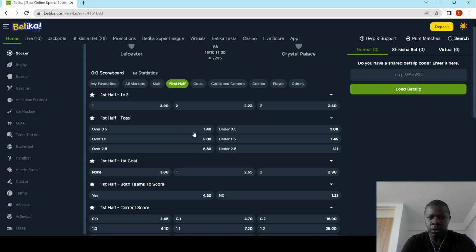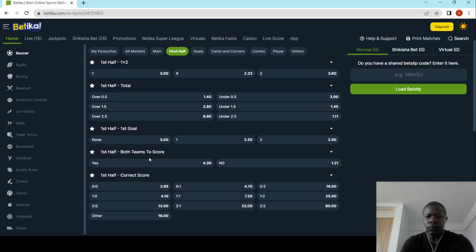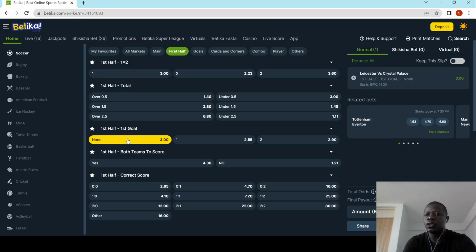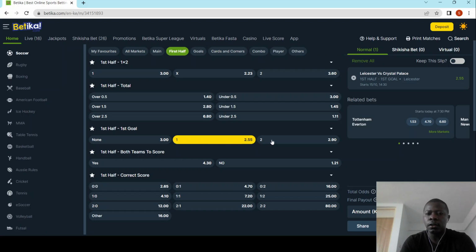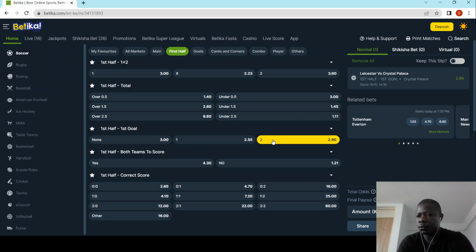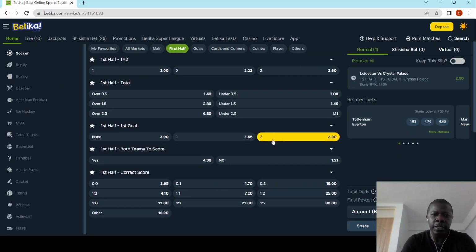That is total goals. Then you can also predict in first half which team is likely to score first. So you can say none. None means it's like a draw, no goal. And the odd is 3.00. You can also say home team to score first, or the visiting team to score first. So you can also place a bet on that.